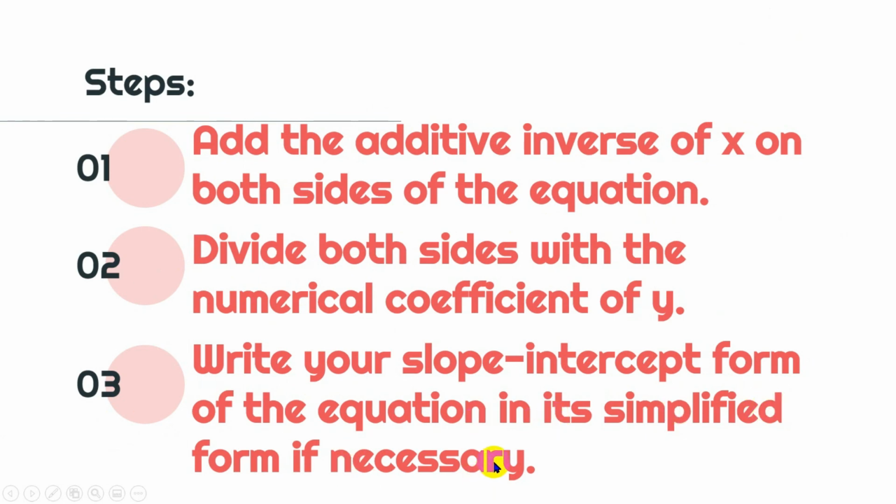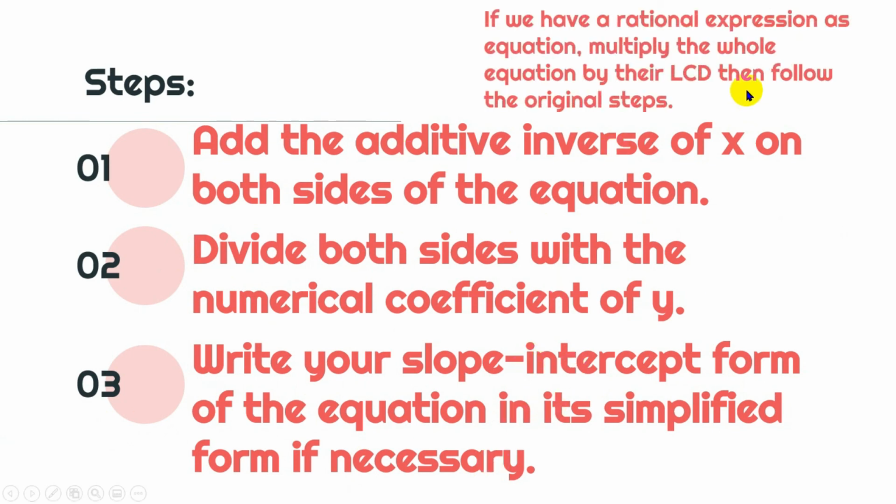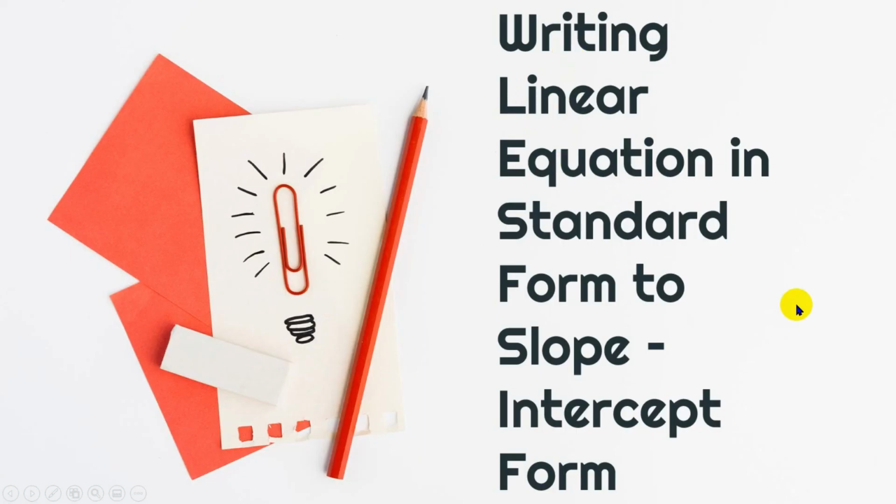So, kung kinakailangan, kagaya ng example 5 natin, naka-slope-intercept form na siya, pero hindi pa naman siya naka-simplify, so, i-simplify pa rin po natin. And, kung kagaya ni number 5 na may rational expression tayo as our equation, ang gagawin lang is to multiply the LCD then follow the original step. So, ito pa rin yung step, may maisisingit nga lang sa unahan na imumultiply natin yung buong equation by the LCD. That's all for this topic, writing linear equation in standard form to slope-intercept form.